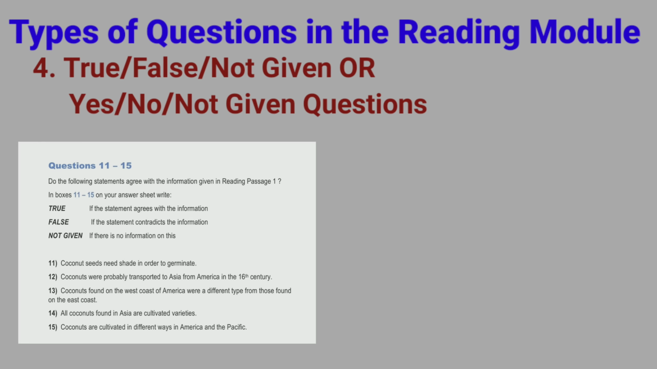For example, here you can see questions 11 to 15. Do the following statements agree with the information given in Reading Passage 1? In boxes 11 to 15 on your answer sheet, write true if the statement agrees with the information. Write false if the statement disagrees with or contradicts the information. Write not given if there is no information on this.